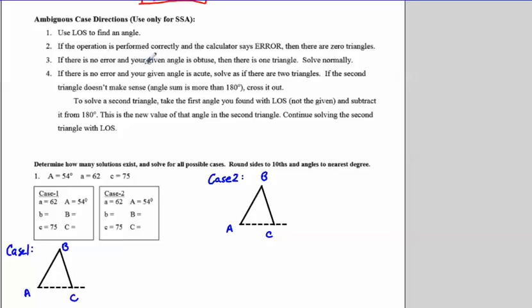If there's no error and your given angle was obtuse, then you could only have one triangle. So the only way you can get 2 triangles is if they give you an acute angle. And if there's no error and your given angle is acute, then we're going to try to see if there are 2 triangles. So what we're going to do is find the first triangle. And if the second triangle doesn't make sense, then we will eliminate that as an answer and know that we only had one triangle. And to solve the second triangle, you take the first angle that you found with law of sines and you subtract it from 180, and that's going to give you the angle in the second triangle.